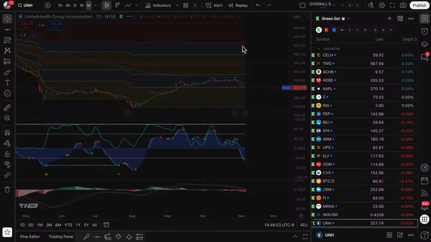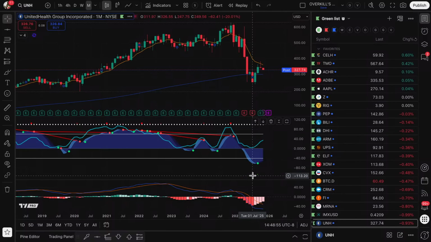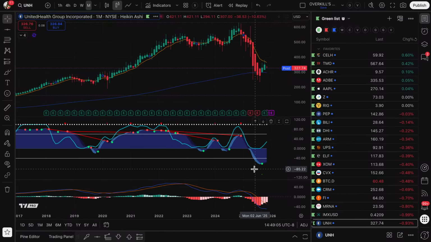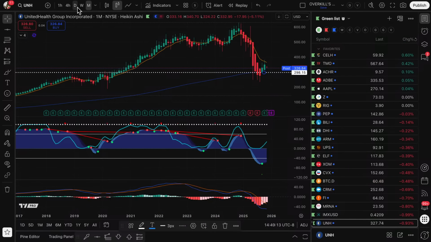So UNH here. Again, here's our strategy, right? We have the monthly dot. This tells us that the bulls are in control, that we're going up on a monthly time frame. If I switch over to the Heikinashi here again, got the green dot there on the monthly. Beautiful. I'm going to say as long as this one holds $300, it looks really good.